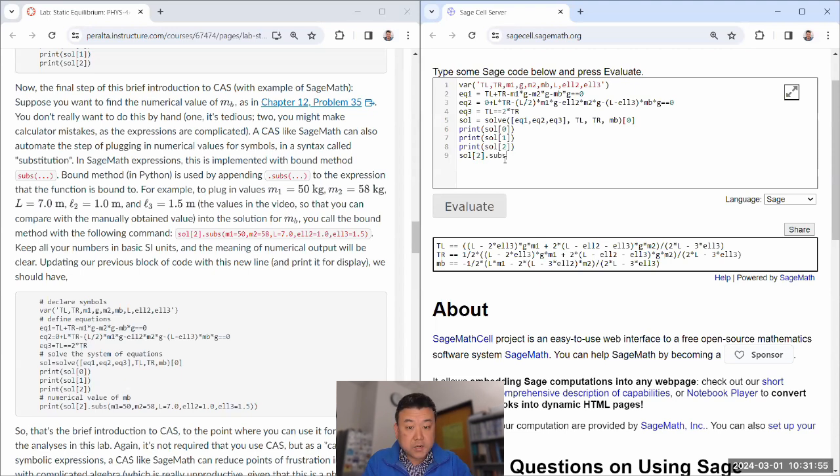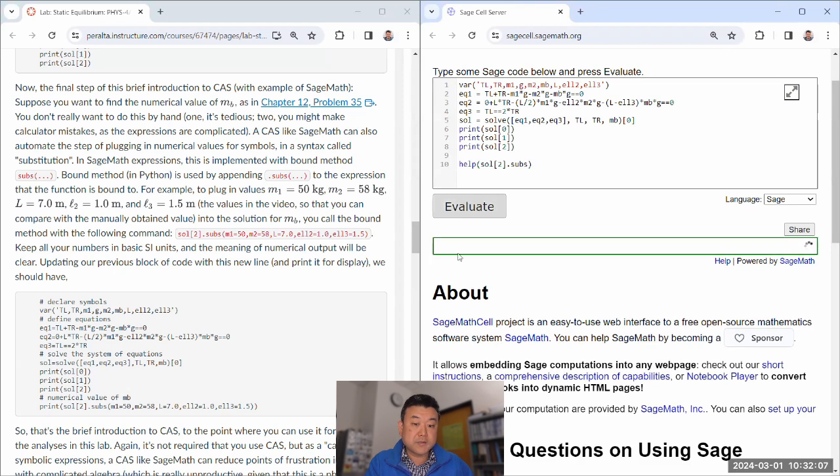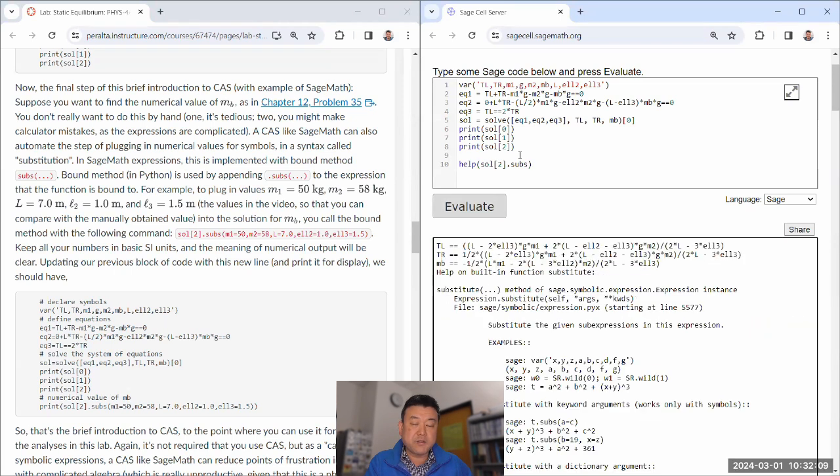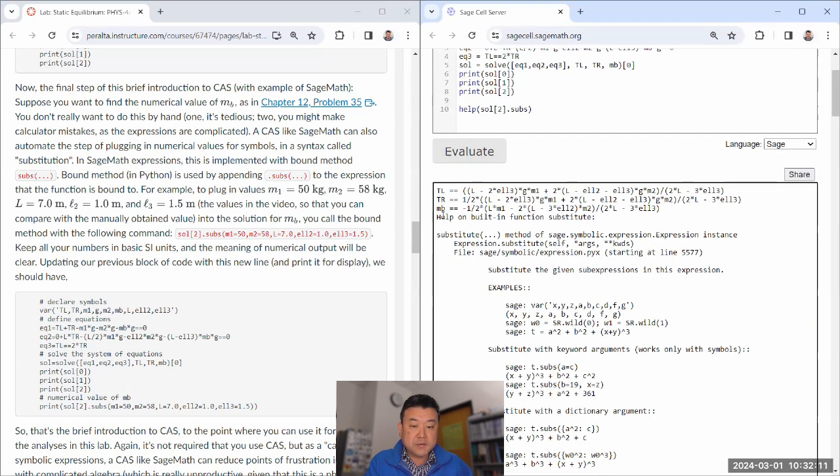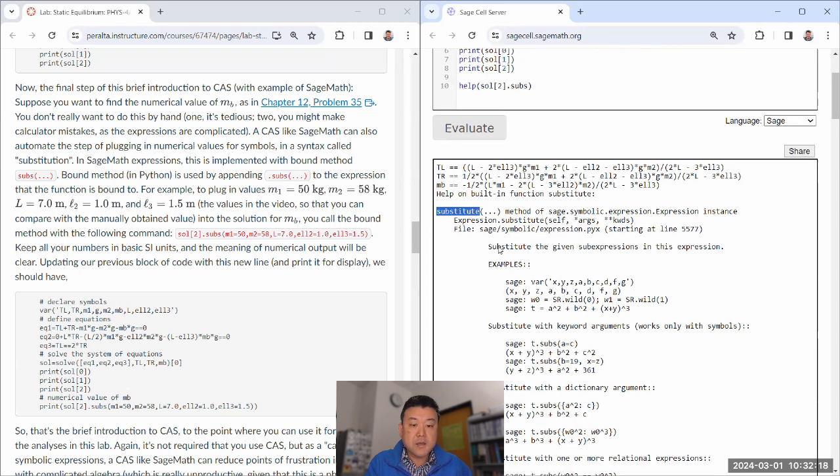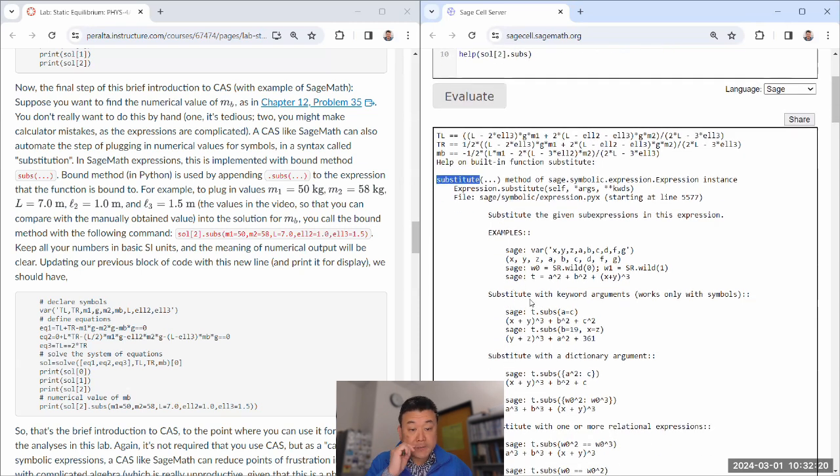Now, if you don't know the syntax already, you can bring up the built-in documentation for that bound method. So when I do that, this is what you see. It'll first print these 3 lines as before, and then it shows help on the built-in function substitute method, which is bound to that. It shows all these examples.